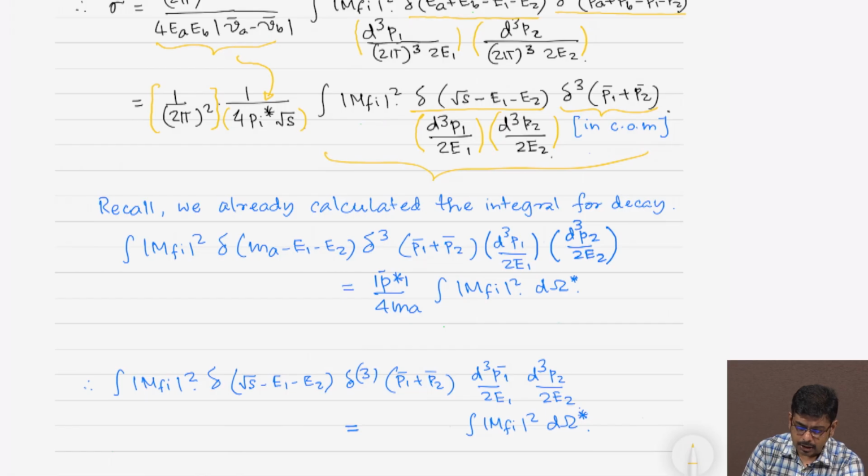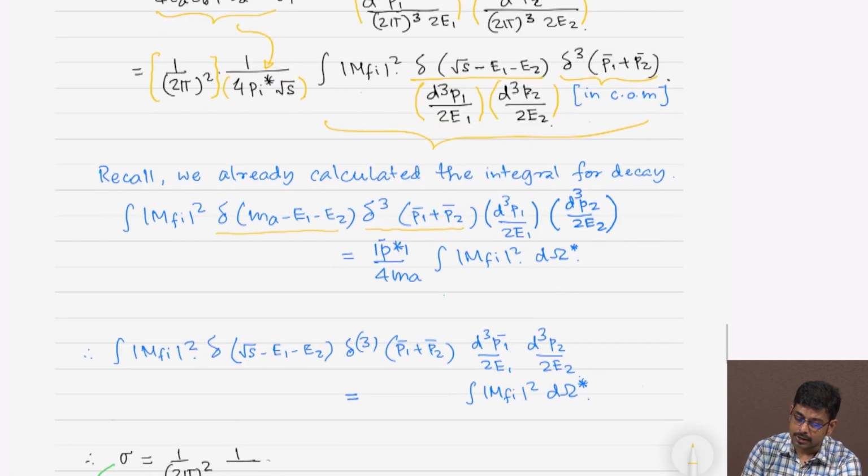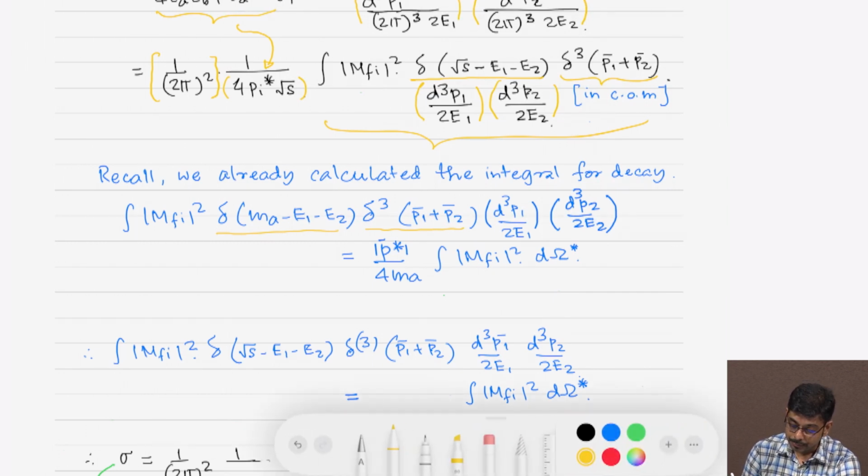For the calculation of the decay width, we had an integral of |M_fi|² δ(M_A − E₁ − E₂) δ³(p₁ + p₂), with these Lorentz invariant measures d³p₁ by 2E₁ into d³p₂ by 2E₂, and it turned out that the integration was actually coming out to be |p*| by 4M_A into the integral of |M_fi|² dΩ*.